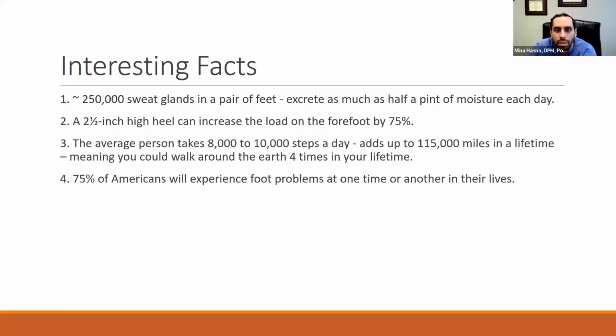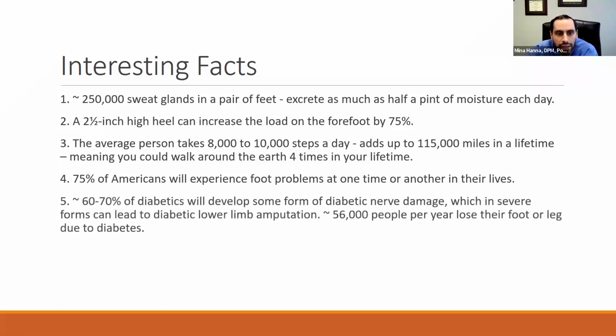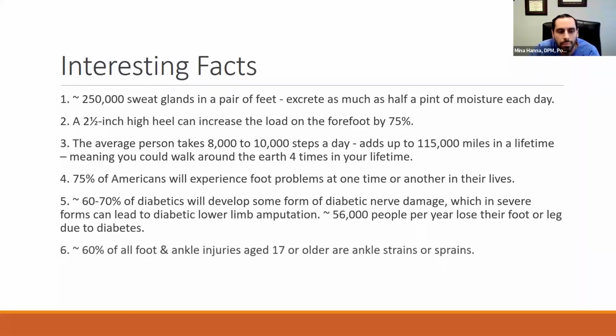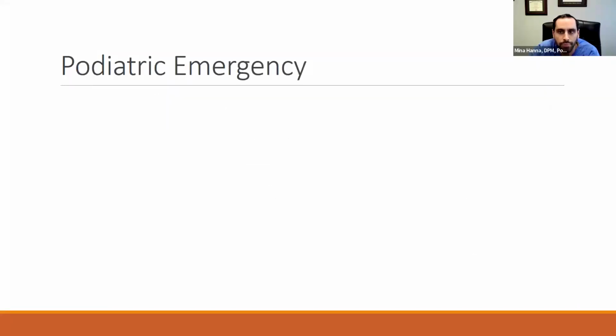75% of Americans will experience foot problems at one time or another in their life. 60 to 70% of diabetics will develop some form of diabetic nerve damage, which in severe form can lead to amputations. 56,000 people per year lose their foot or leg due to diabetes. And approximately 60% of all foot and ankle injuries, age 17 or older, are ankle strains or sprains.